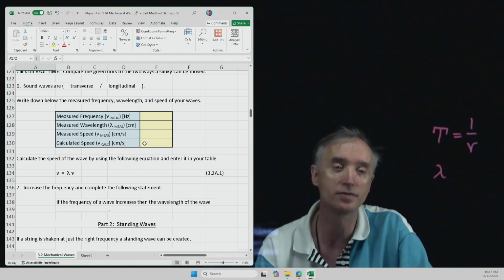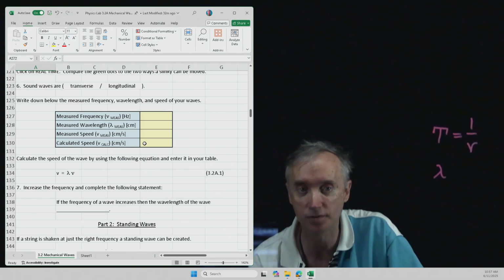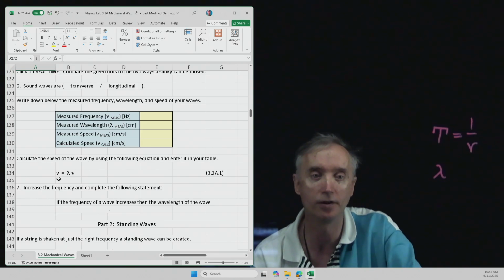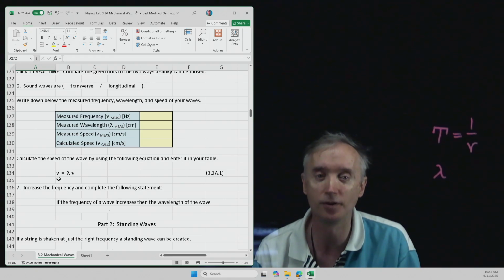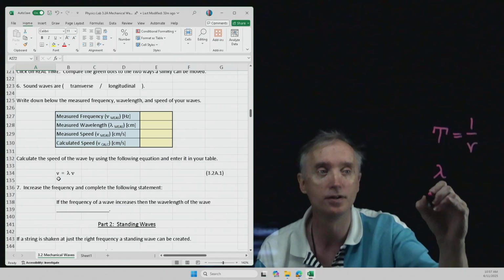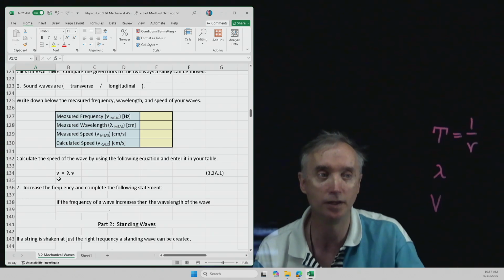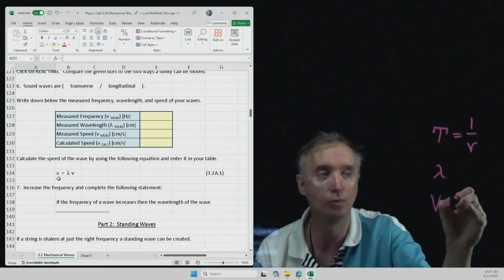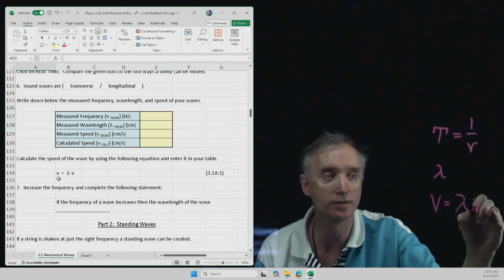Now you know what the speed of the wave is, okay, but we want to calculate the speed of the wave. And in order to do that, we're going to use this formula. Now be very careful, because if you're not paying attention, you might get one of those letters incorrect. So it's V for velocity or speed is equal to wavelength times frequency.